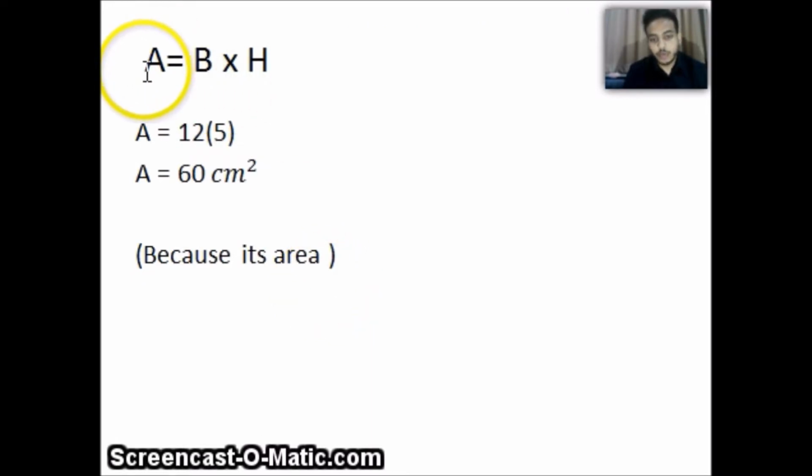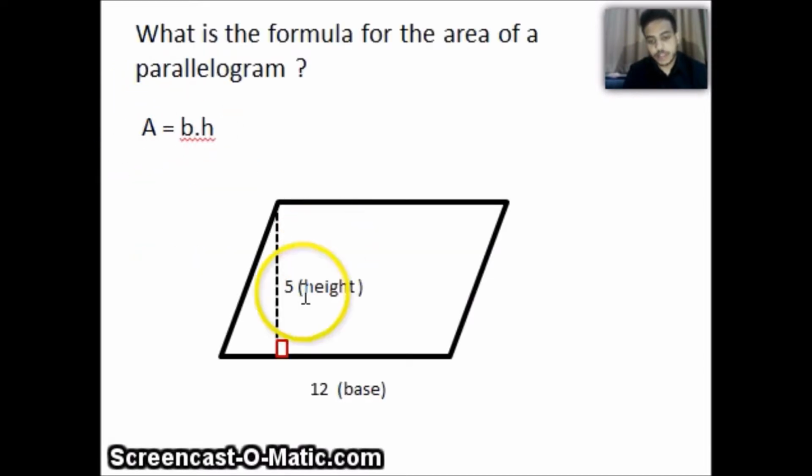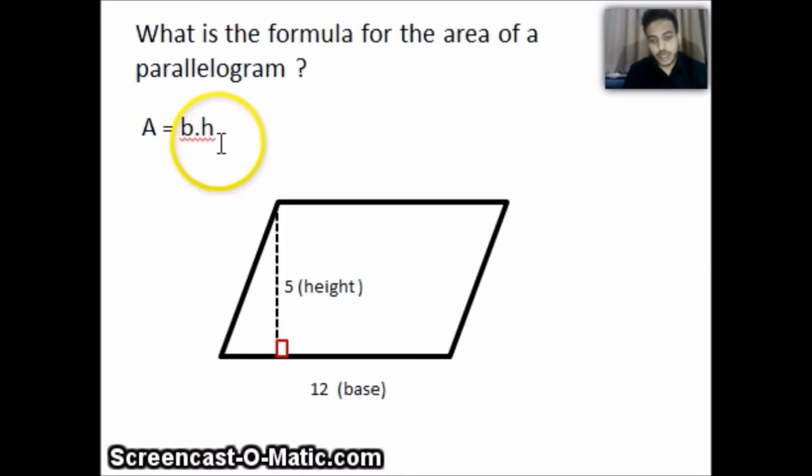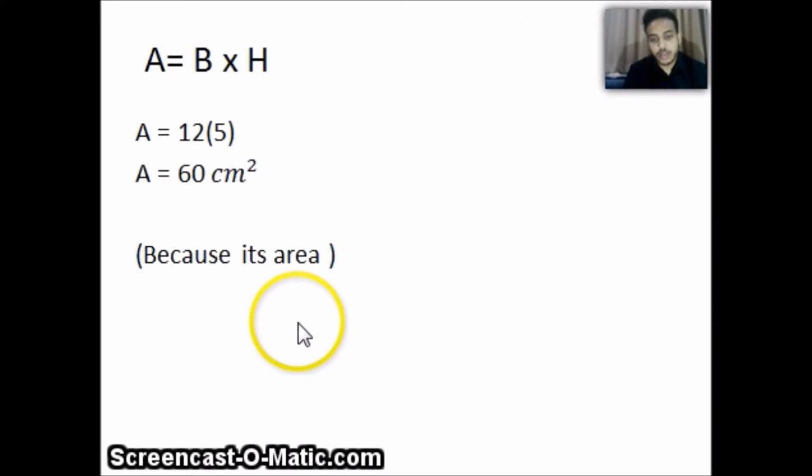So in the example that was given, the formula is A equals B times H, which is base times height. A is equal to 12, which was the base in the previous example, times 5, which was the height here. So A is equal to 60 centimeters squared, because it's the area.